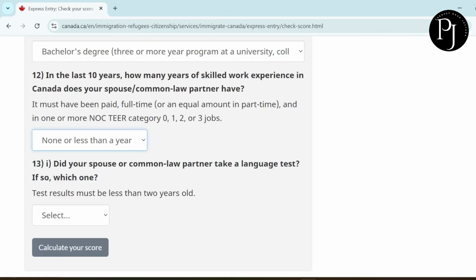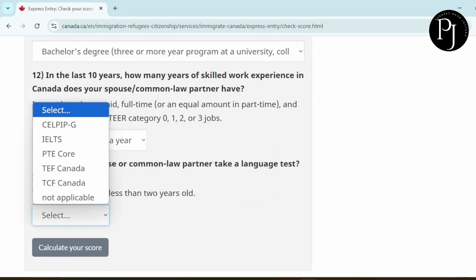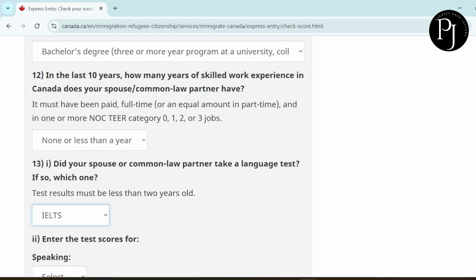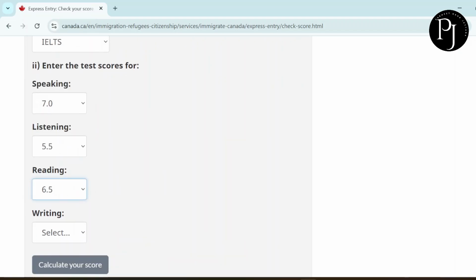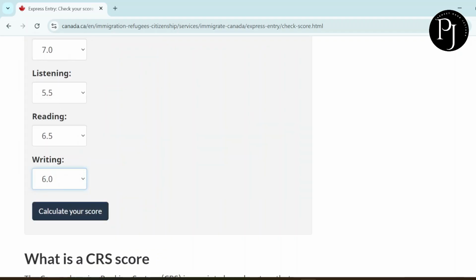So the next question is, did your spouse or common law partner take a language test? If so, which one? Let's say my spouse has an IELTS test score. So I will say IELTS. And if your spouse does not have anything, just say not applicable. Then speaking 7, listening 5.5, reading 6.5, then writing 6.